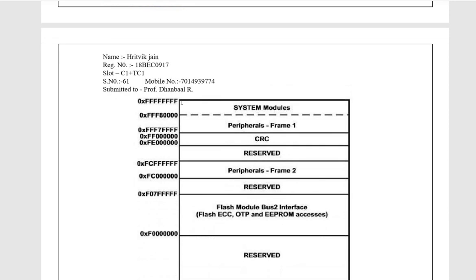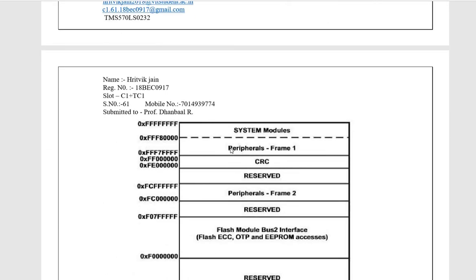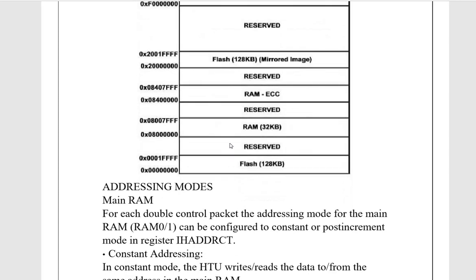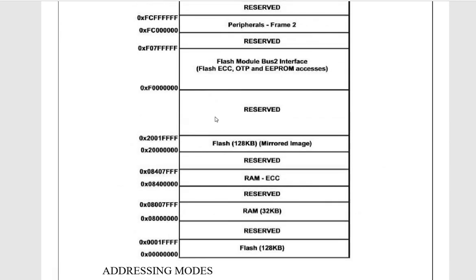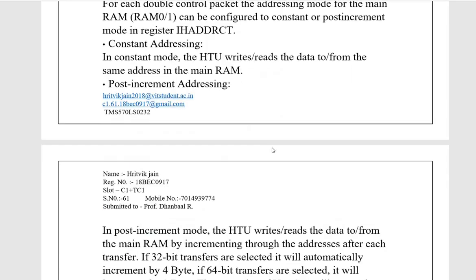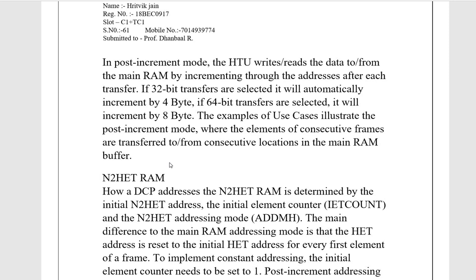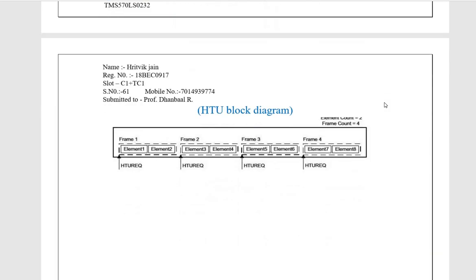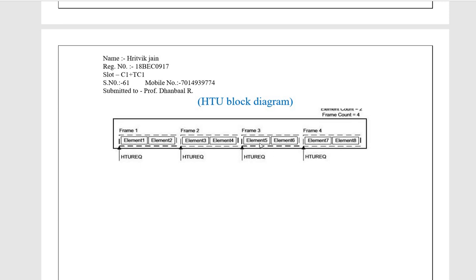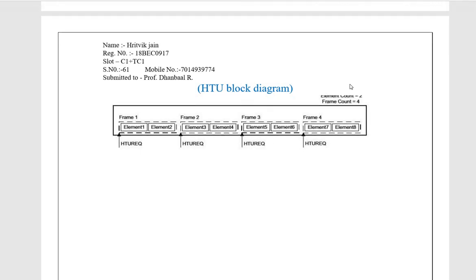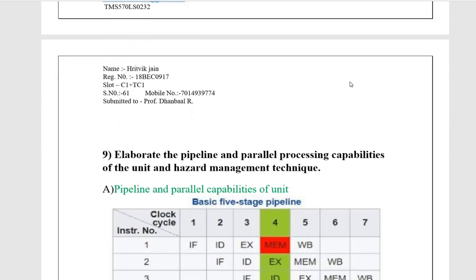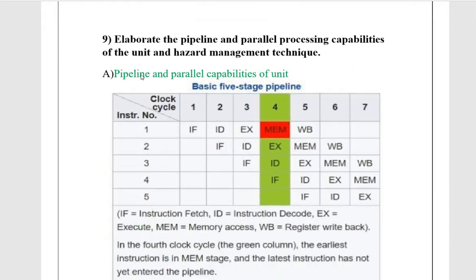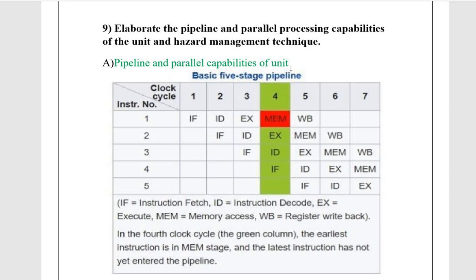So this is the table of the explanation which I did just now. Here is the table of the explanation of how it's working, and the addressing mode definition which I spoke about in answer number 1, and this is the CPU block diagram which is used in the main block diagram. So here is the pipeline and the parallel capabilities of the unit.